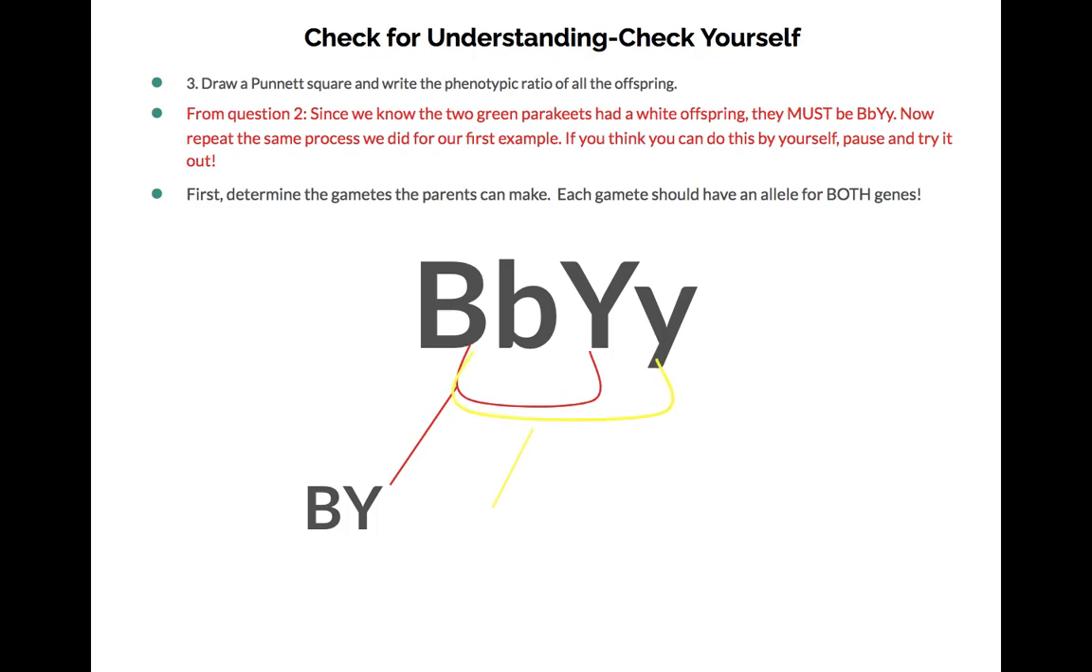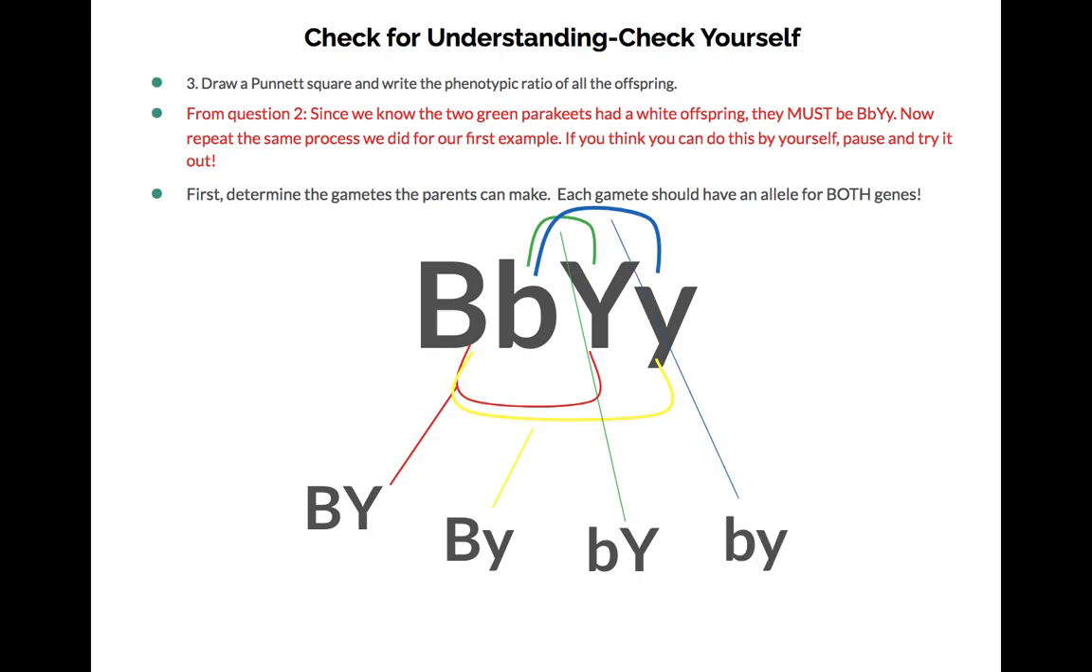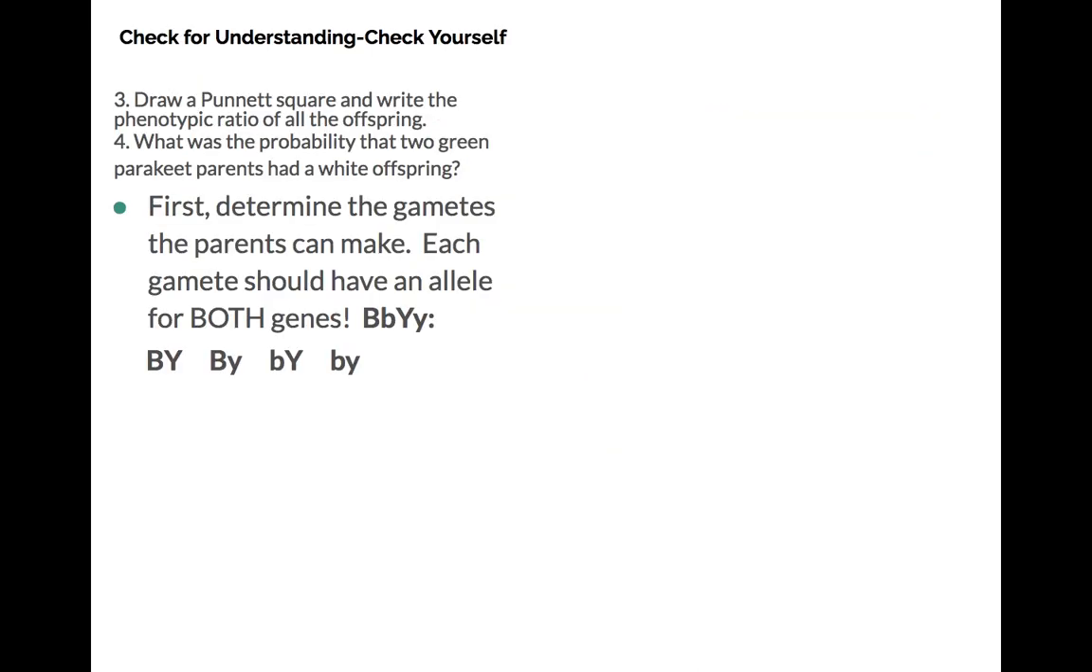Big B could go with little y, that would be our second one. Little b could go with big Y, that is our third, and then the last one, little b with little y, that's our fourth possible gamete. If this looks familiar, if you're thinking this looks really similar to the first one, you are correct. The reason is that we have 2 heterozygous parents again, so this problem is going to look pretty similar.